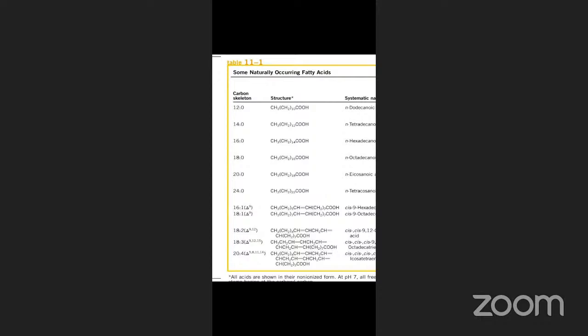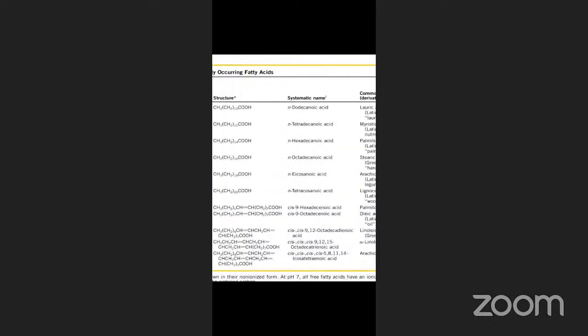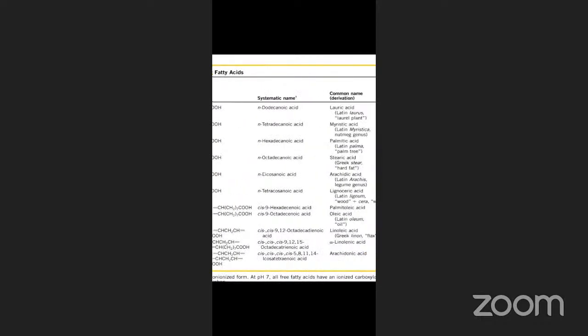The first one is 12:0, meaning 12 carbon atoms are present and 0 double bonds. Its name is n-dodecanoic acid. By looking at the name, you can also tell how many carbons are there. Do means 2. Decanoic, deca means 10. 10 plus 2, 12 carbons are present. Dodecanoic acid, its common name is lauric acid.